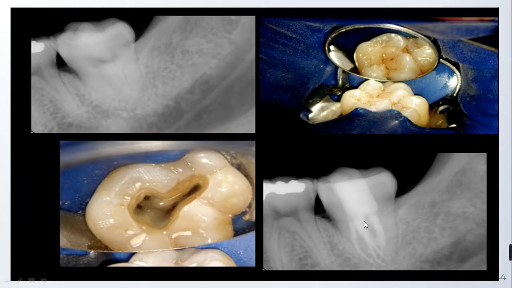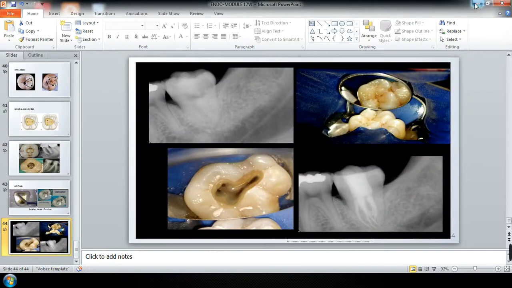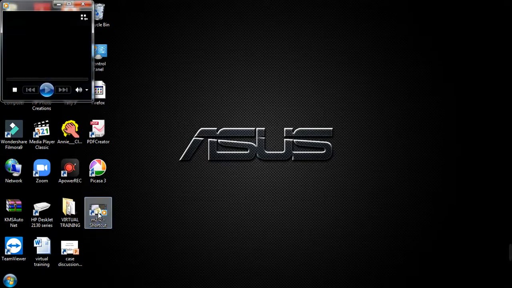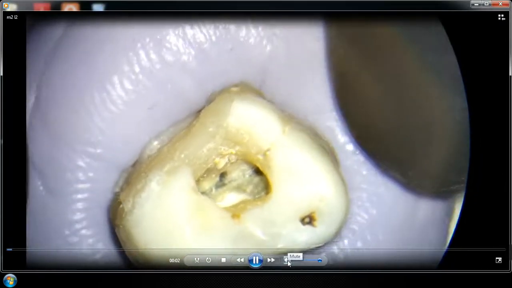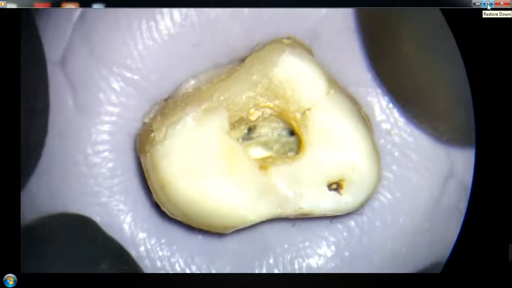If you follow these basic rules of access preparation in mandibular teeth, you will not go for any failure or the mistakes that are usually made. So iatrogenic errors will not happen, and you will definitely get good access cavities, finding all the canal orifices. I would like to show a video here. I have made a small video pertaining to access cavities. Let me share it with you.